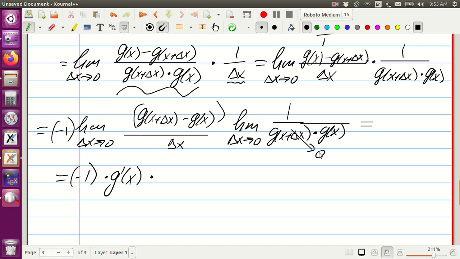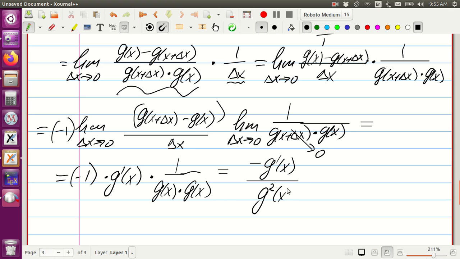So this term over here is just going to be 0 if we plug in 0, and we're going to get g of x times g of x, because in this term there is no delta x. So if we put everything together, in the numerator we have negative g prime, and we have g squared of x on the bottom. So we prove this rule.